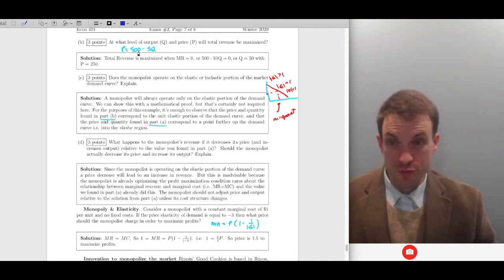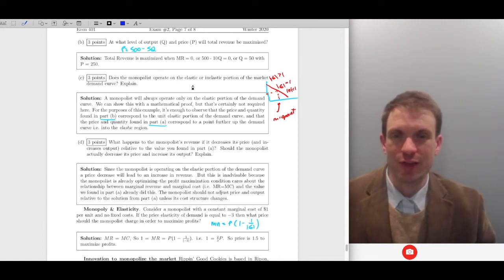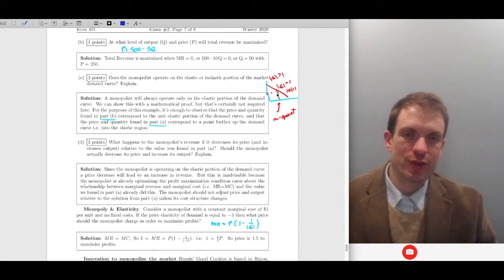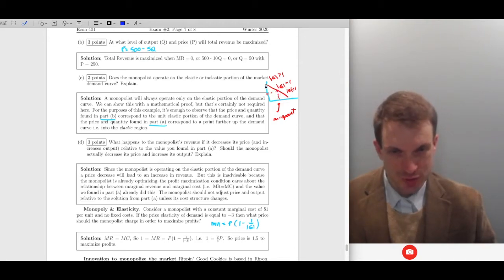So 250 and then the 50. All right, does the monopolist operate on the elastic or inelastic portion of the market demand curve? Well, remember the market demand curve is going to be elastic above the midpoint, unit elastic at the midpoint, and then inelastic below the midpoint. This corresponds to, like if I were to draw on marginal revenue, I have to go right through here.